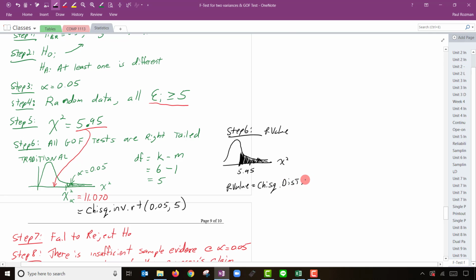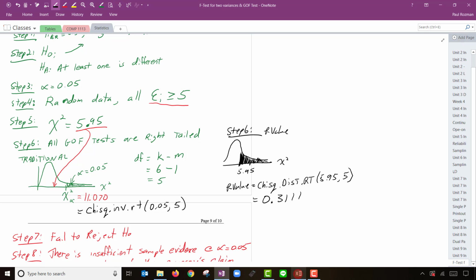And we might as well go to the right of 5.95 with 5 degrees of freedom. From Excel, you get 0.3111. So a big p-value, which is much bigger than alpha, so you fail to reject the null hypothesis.